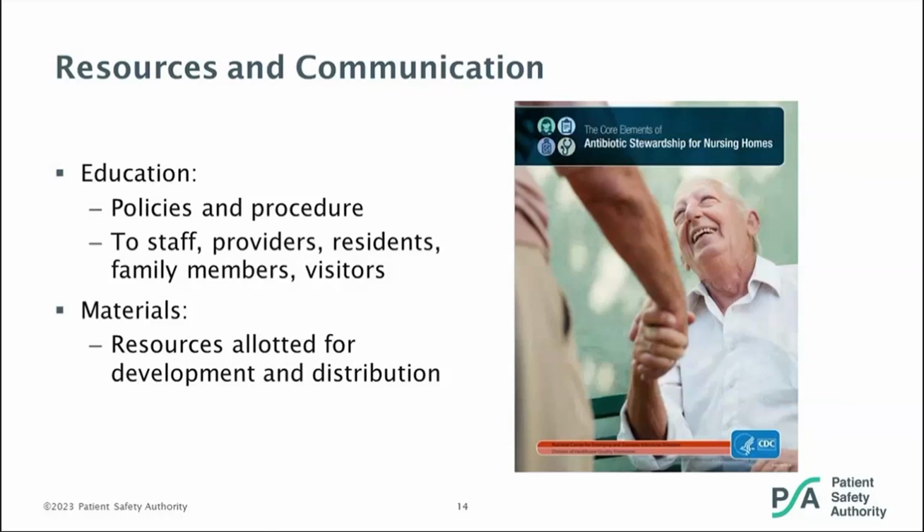You need to standardize practices for the care of residents suspected of an infection, and look at your prescribing policies and practices within your facility. And then you need resources allotted to develop these policies and procedures and education, and how will you distribute them? Education is provided not only to your staff, but also to your providers, your residents, your family members, and visitors that may enter your facility.